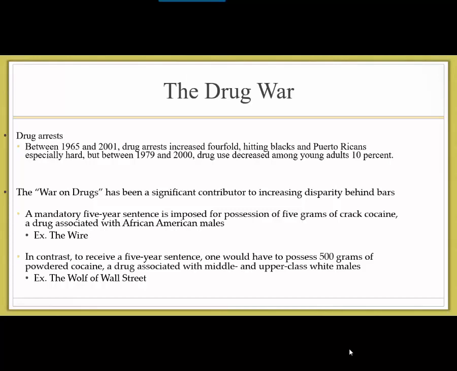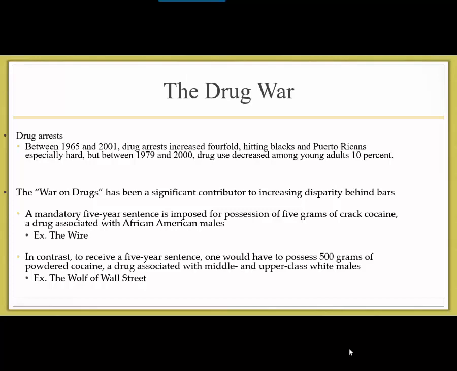One policy that has since been abolished, but certainly existed for most of the 90s and the early aughts, was what we call the crack cocaine sentencing disparity.